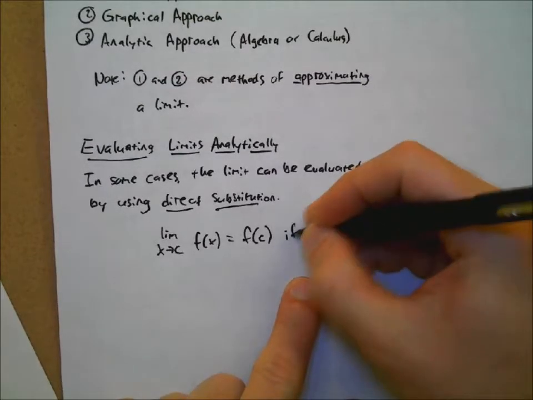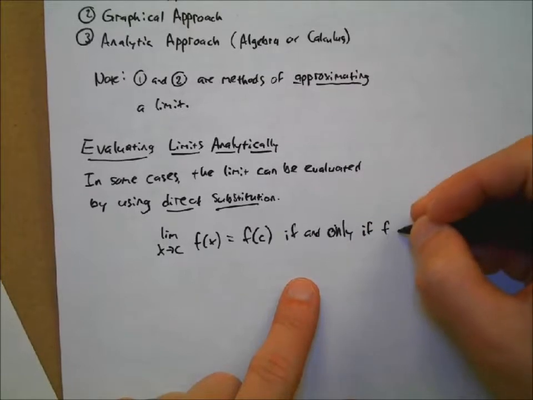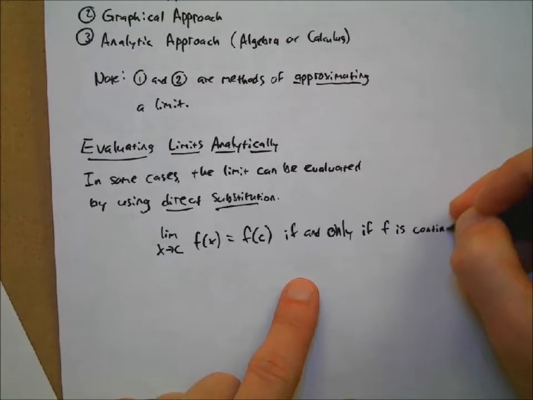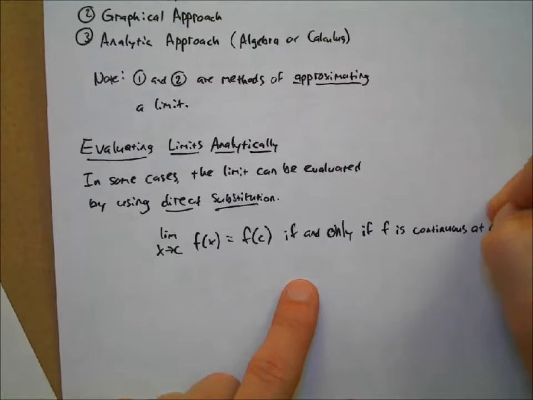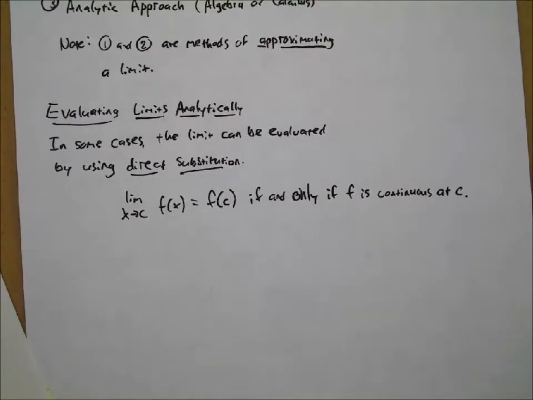This is only true if and only if f is continuous at c. So if you know your function is everywhere continuous... Mr. Wade, what does continuous mean? Well, remember we talked about domain restrictions. If it's a place where you can't divide by zero, where you're potentially going to divide by zero, that's not continuous there. Square root of a negative is going to be imaginary, so we would say it's not continuous there either. So think about those domain restrictions. Those are places where we're not continuous.